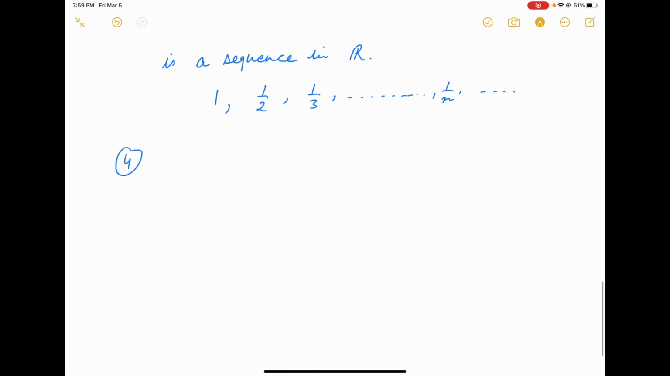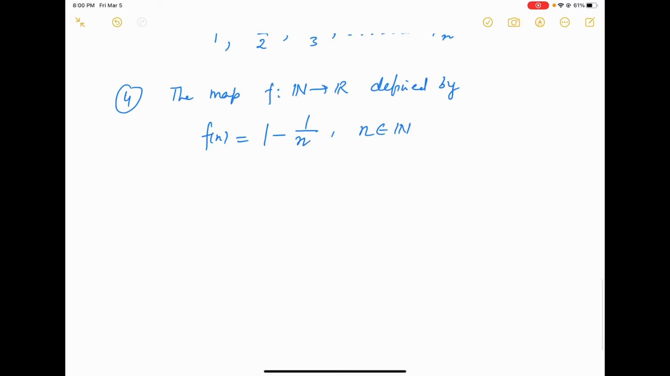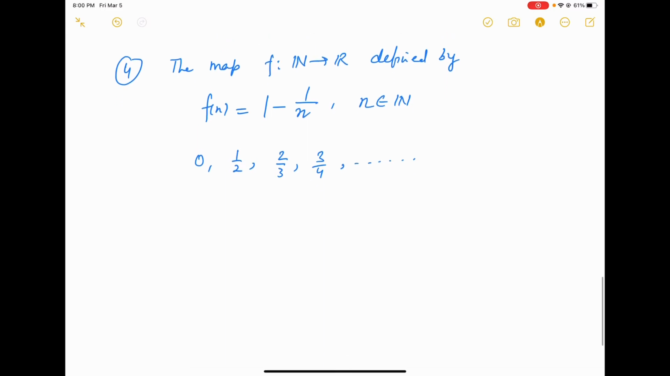Again, next example, the map f from N to R defined by f(n) as 1 minus 1 upon n, where n belongs to the set of natural numbers. This map describes a sequence 0, 1 by 2, 2 by 3, 3 by 4 and so on.